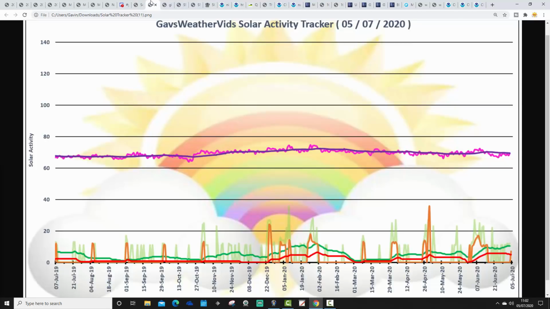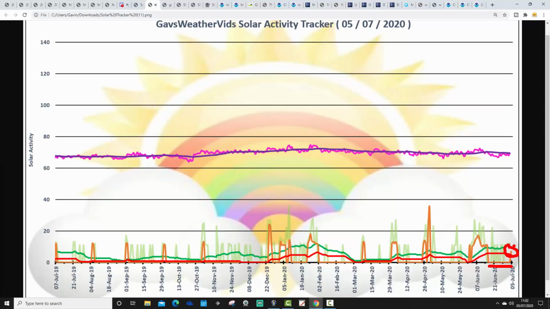This is the GavsWeatherVids Solar Activity Tracker sent through by good friend James Ackrill, updated to the 5th of July. Yes, the orange line is depicting each individual day's worth of sunspot activity. So up until yesterday, we did have quite a protracted run again of spotlessness, no sunspots. You see the orange line just ticking up there right at the very end. That's that little sunspot that I just showed you. So we're at a very, very minimal level of solar activity, but we are getting occasional sunspots coming through.